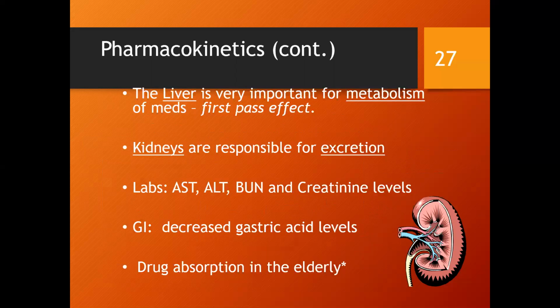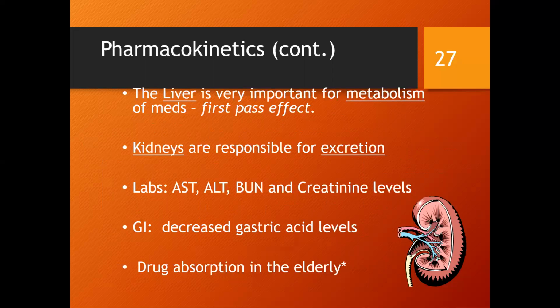The liver, again, is very important for metabolism of meds, and that goes along with the first pass effect. Kidneys are responsible for excretion. If we can't metabolize or excrete, we end up with too much in our bodies, and then this becomes toxic, and that's why we look at lab work. The important labs to consider are the AST and the ALT, which are liver enzymes, and then BUN and creatinine levels, which are specific for the kidneys. If those don't look so hot, obviously we're going to have some effects on how our body metabolizes and excretes those medications.